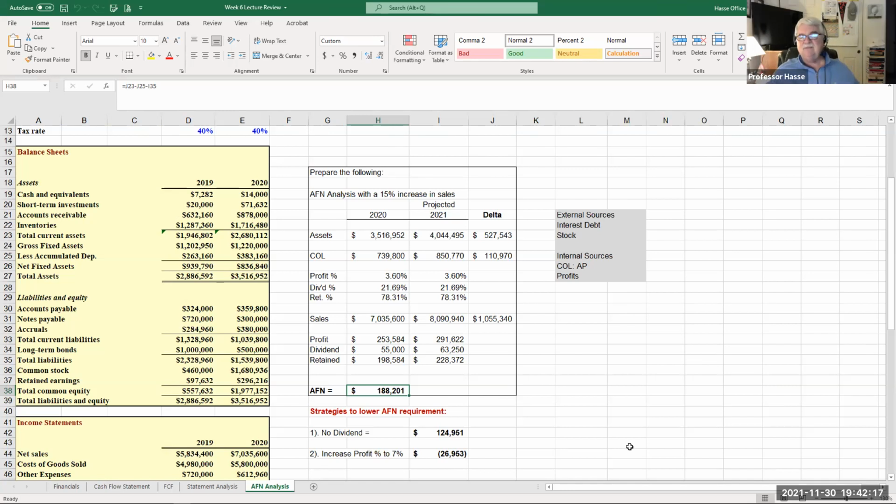Internal sources means money that can be generated from the operations of the business. Profits is an internal source of capital. If you make profits, you can put those profits back into the company. Another item of internal sources, and you might think this is weird, is current liabilities, accounts payable, accruals. You go out and purchase something, and if you're using accounts payable, you usually have 30 days to pay your vendor for that accounts payable.